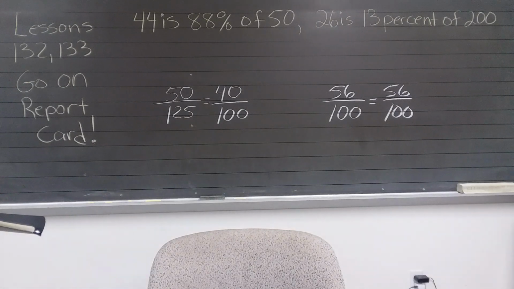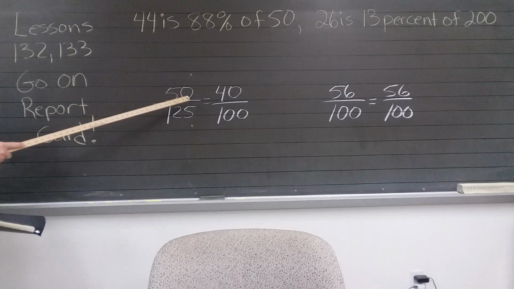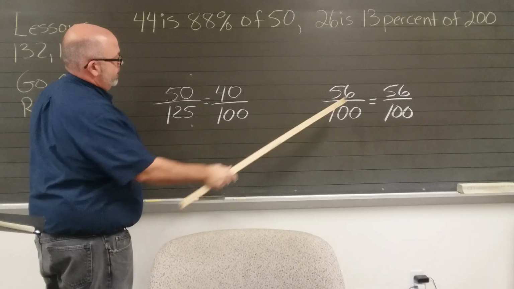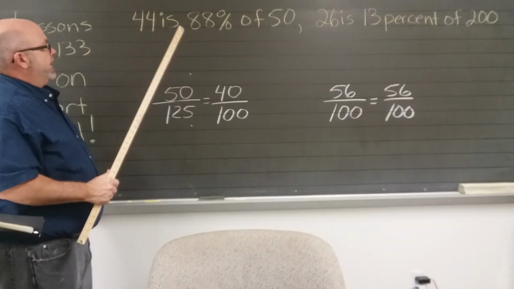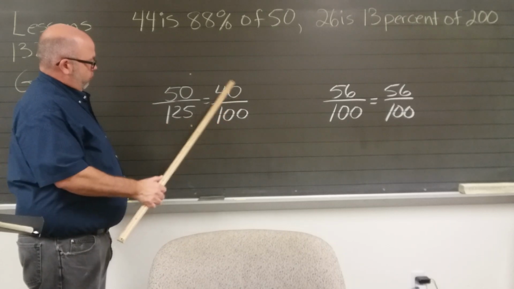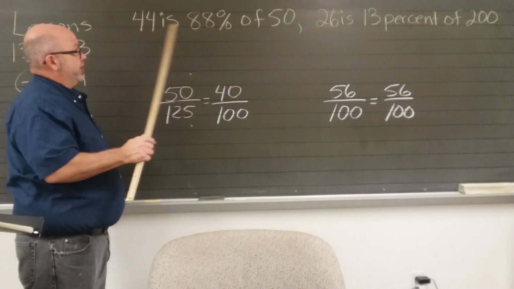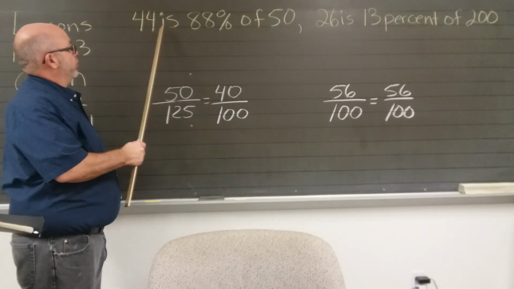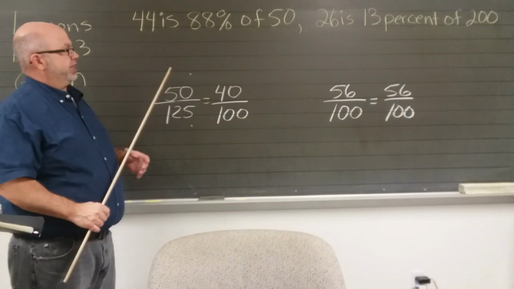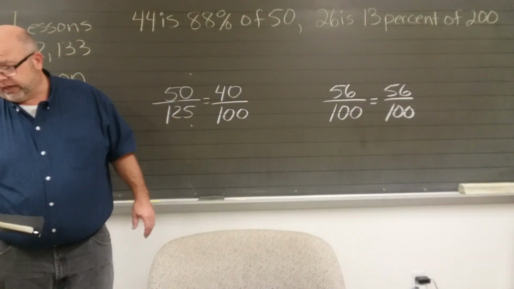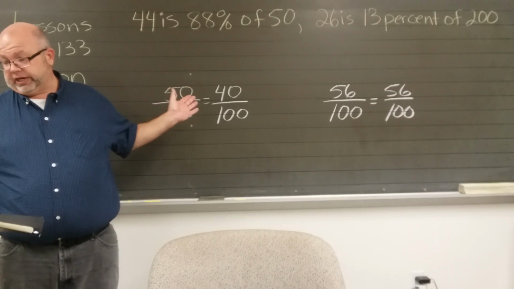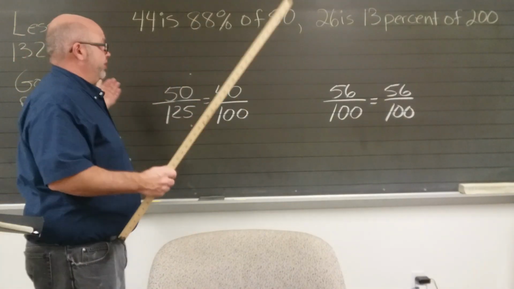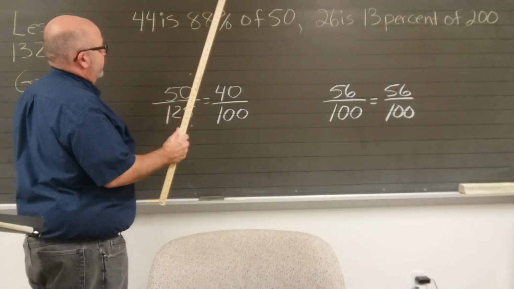Forgot my stick. These are not these, okay? So don't worry about these down here. How do you write? You're going to put a proportion like this with these numbers in it. 44 is 88% of 50. So all they want you to do in numbers 1, 2, and 3 is what we're doing here. So you see number 1, 44 is 88% of 50. What's the proportion for that?